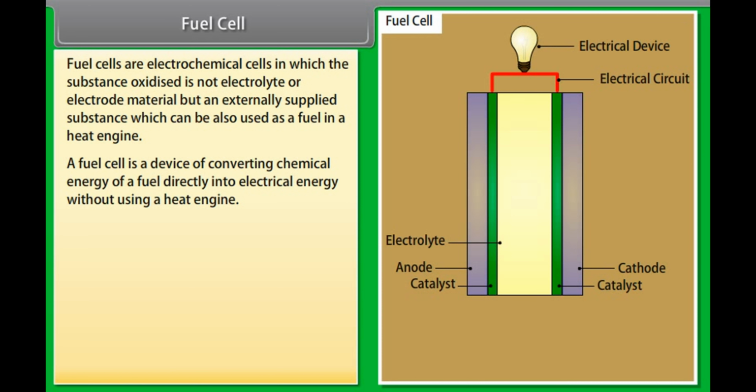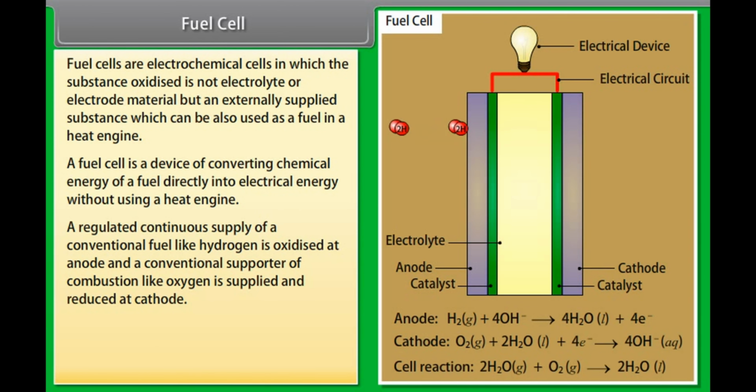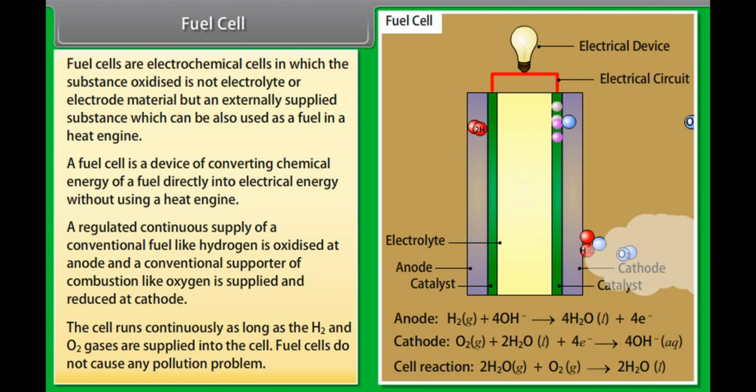A fuel cell is a device of converting chemical energy of a fuel directly into electrical energy without using a heat engine. A regulated continuous supply of a conventional fuel like hydrogen is oxidized at anode, and a conventional supporter of combustion like oxygen is supplied and reduced at cathode. The cell runs continuously as long as the hydrogen and oxygen gases are supplied into the cell. Fuel cells do not cause any pollution problem.